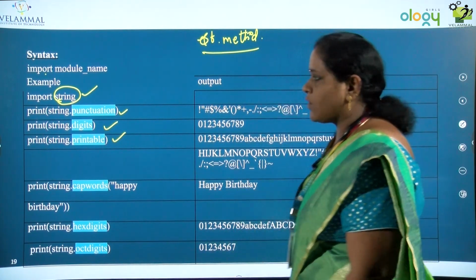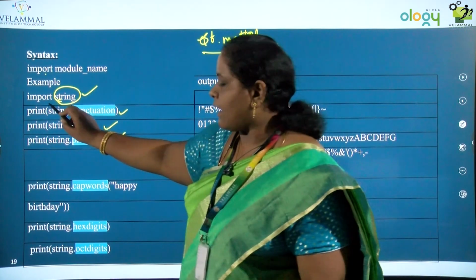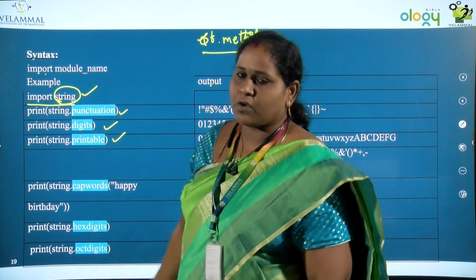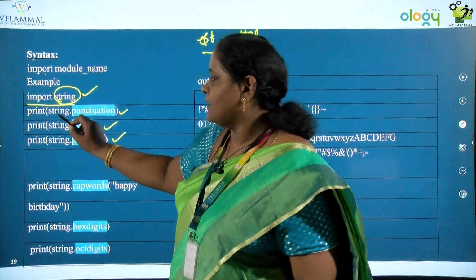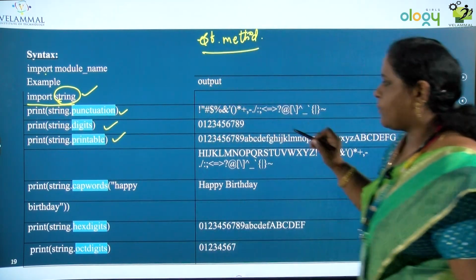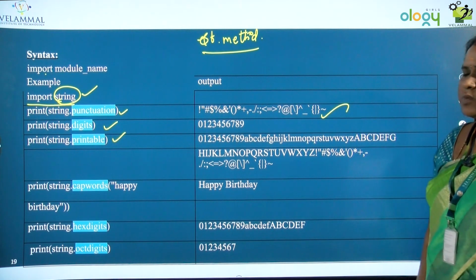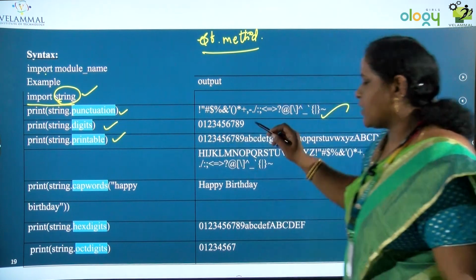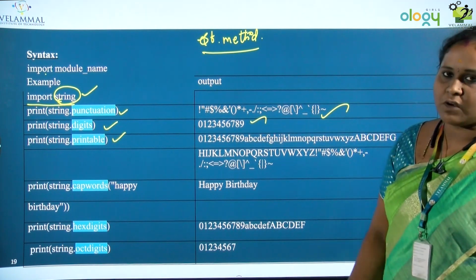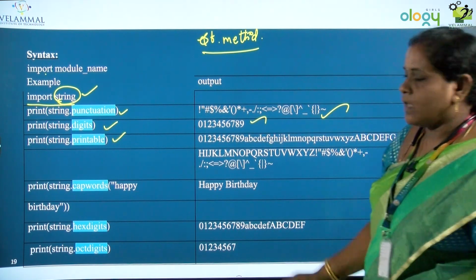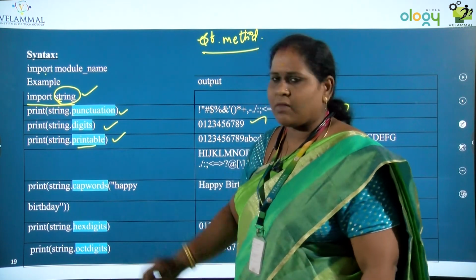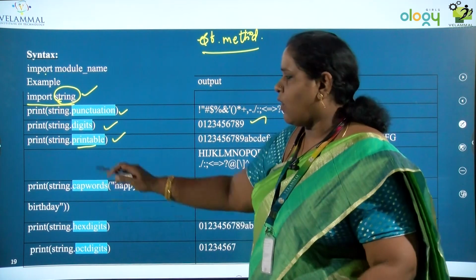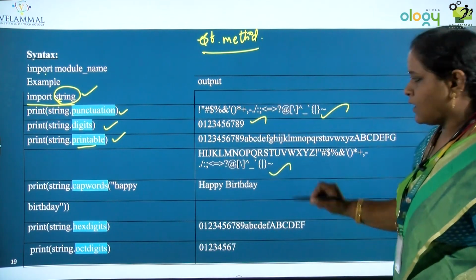The first one is punctuation. I have just imported the module string, and within that I'm going to find the various methods. So print string dot punctuation. What output am I going to get? The various punctuation characters available are displayed as the output. Next is digits. You can see the complete digits 0 to 9 displayed here. Next is printable. All the characters, whether alphabets, numbers or punctuation, are printed together here. Can you see, children?